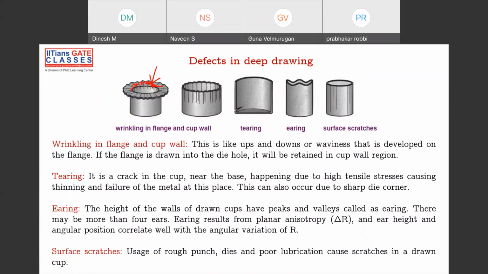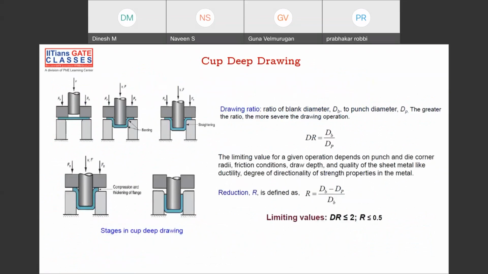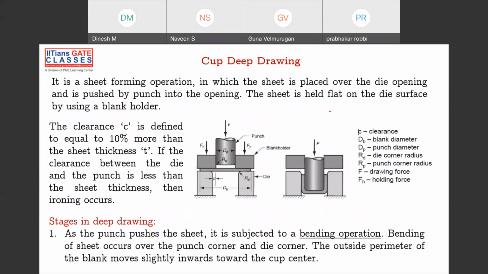So whatever the glasses, teacups in the home we see, right? Small tea glasses and big glasses and all we see in the home that we use for drinking water and juices and tea and coffee, whatever it is, are made by this deep drawing.